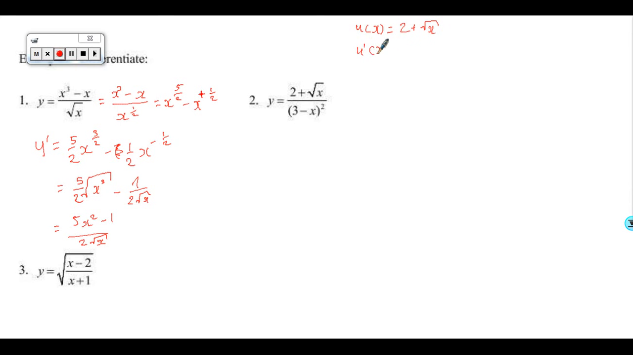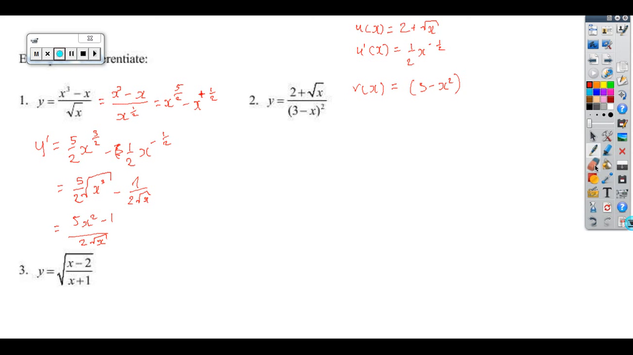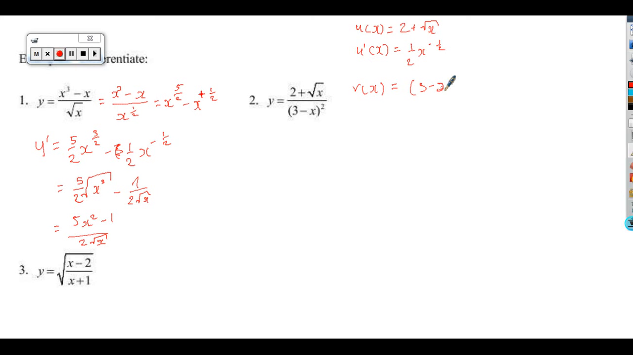So u prime of x is therefore 1/2 x to the power of minus 1/2. Let's do the same for v of x. It's the denominator, 3 minus x squared. No, sorry, not x squared. Let's take that off. I need to erase this. Let's go back to the pen. Right, 3 minus x, that squared.